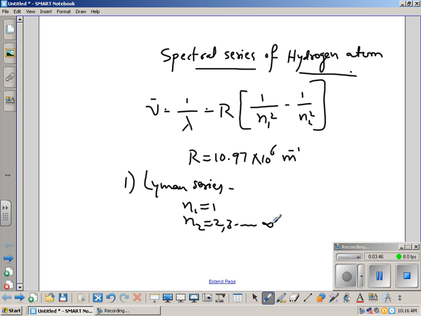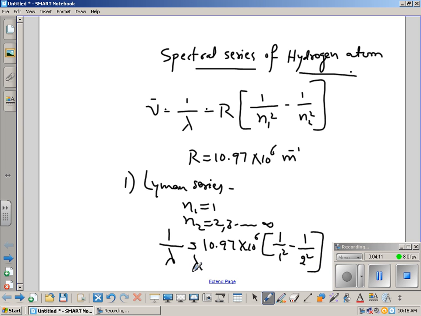So let us take the wavelength for the first spectral line. You know that 1 by lambda is equal to 10.97 into 10 to the power of 6 into 1 by 1 square minus 1 by 2 square. What value will you get here? Here you wrote for the reciprocal, now it is lambda only. After taking the LCM, 4 minus 1 by 4, that is 3 by 4. So 3R by 4 in the bracket. That means lambda is 4 by 3R, that is 4 by 3 into 10.97 into 10 to the power of 6.